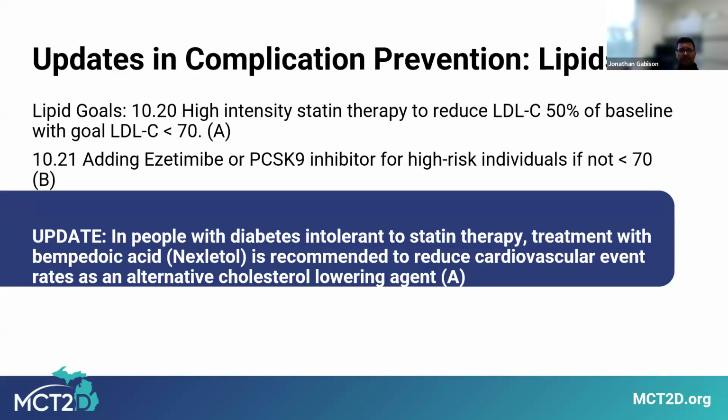The guidelines show that we should attempt to achieve a goal of less than 70. And for high-risk individuals, we should add an additional agent if that is not achieved. In the newest standards, for people with diabetes intolerant of statin therapy, treatment with bempedoic acid is recommended to reduce cardiovascular events as an alternative. And this is new. This is a new medication.